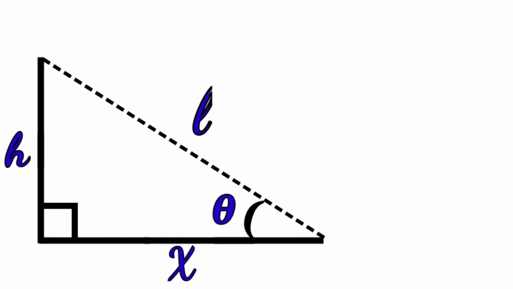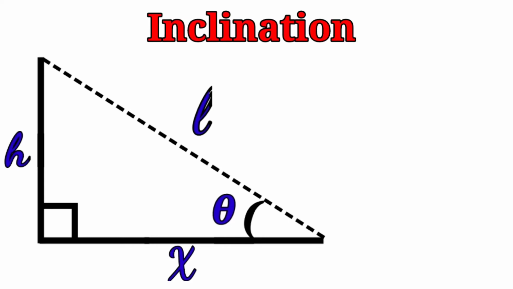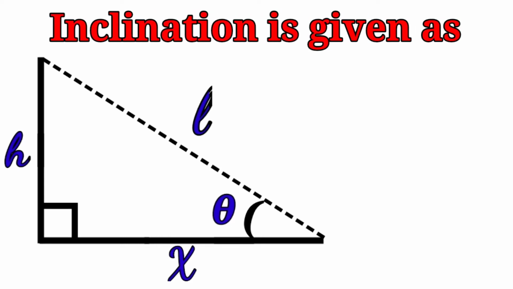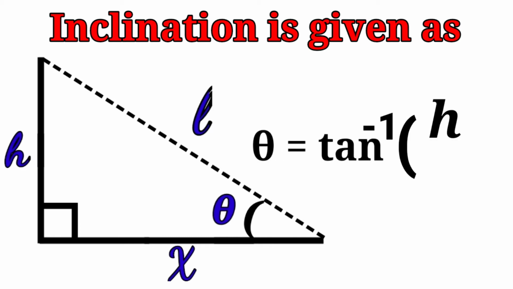First, a right angle triangle: height h is also called the perpendicular or normal line. Base x is also called the distance between 2 points, and L is the hypotenuse, the side opposite to the angle of 90 degrees. Now we use the three sides to give the relation between them. So inclination is given as theta equal to tan inverse h over x, meaning perpendicular over base, meaning height over distance.